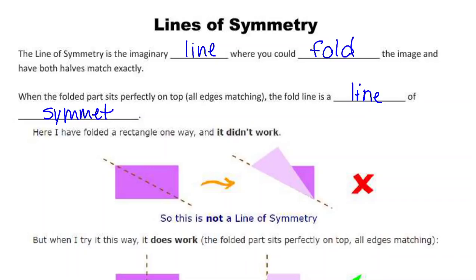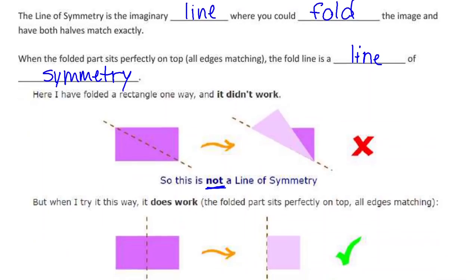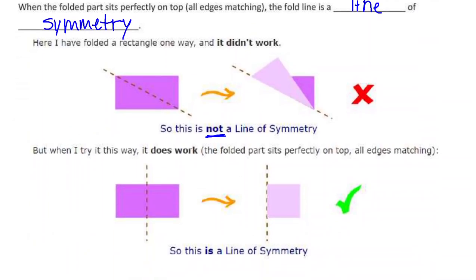So here I have folded a rectangle one way and it didn't work. So if you fold a rectangle on a diagonal, because the sides don't lay over each other perfectly, this is not a line of symmetry. But when you fold it a different way, so when you fold it down the middle, both pieces will lay on top of each other. So this is a line of symmetry. They have to lay on top of each other perfectly. They can't be twisted.